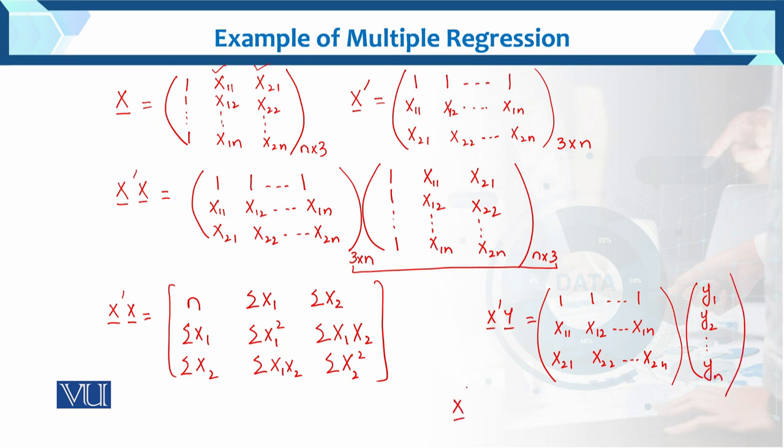So final hamare paas x prime y kya hai? 1 multiply by y1, y2, yn, this is the sum of y. So x1 multiply by y, second row multiply by column, sum of x1 y. Third row multiply by column, sum of x2 y. This is the general result.